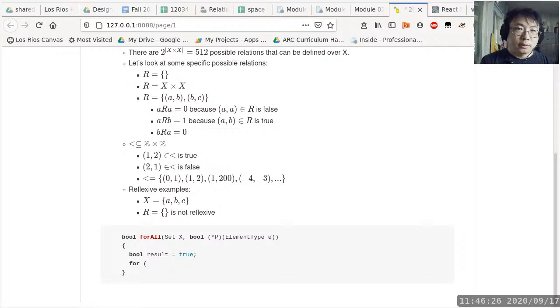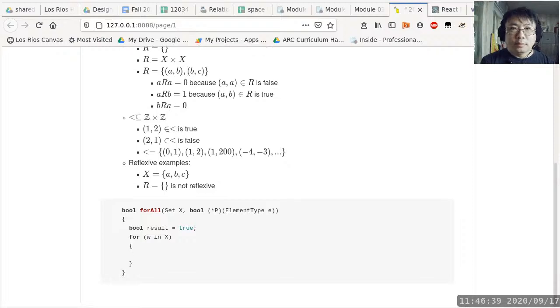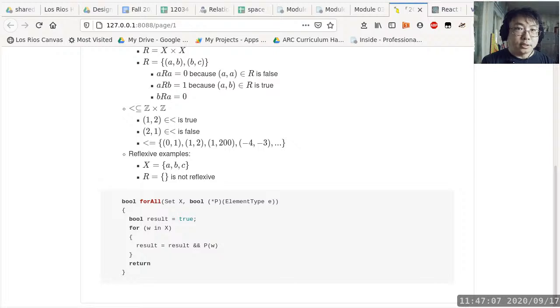So what we'll say is for, I'm looking for a different variable here, for W in X, which is a set, we are going to do the following. For each W in X, we will execute whatever is in the current curly brace, which is right here. And that is just going to say result is result and, this is ampersand ampersand, P of W. I'll explain that in just a little bit, and then we'll go ahead and end the subroutine by returning result and a semicolon.